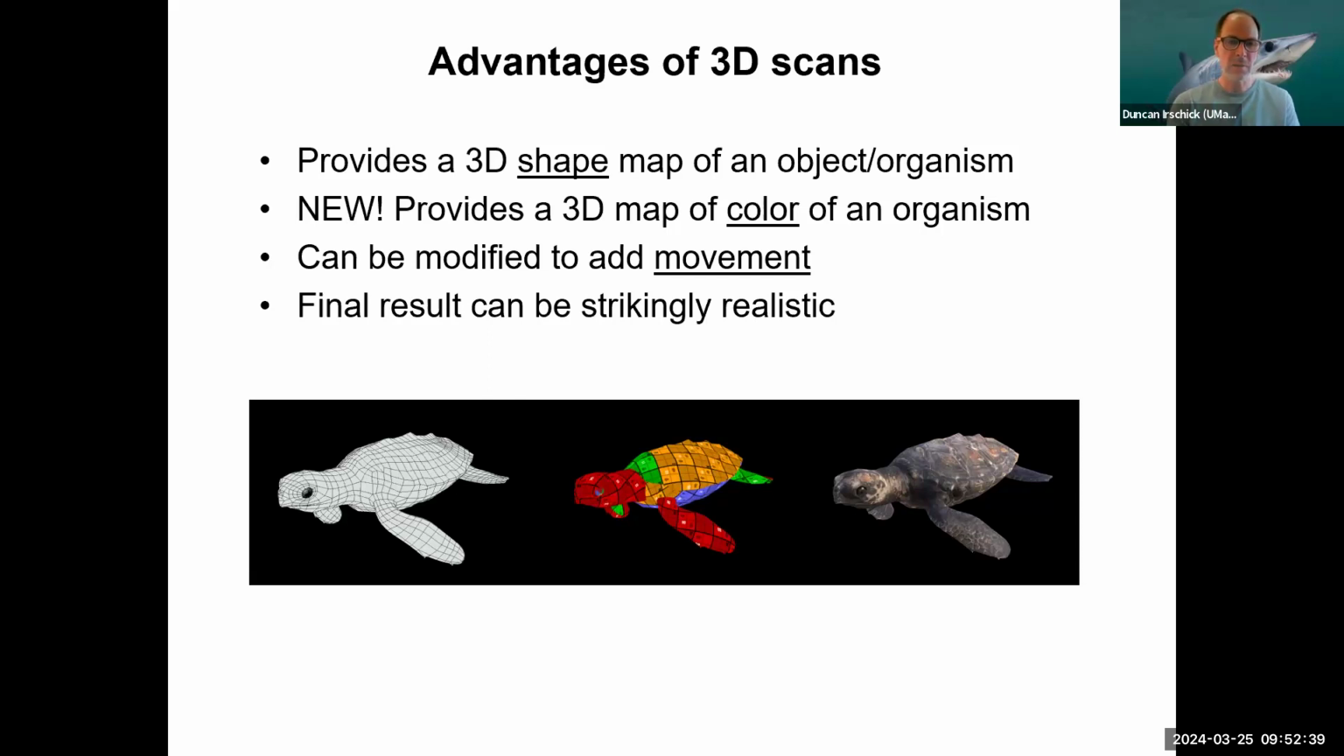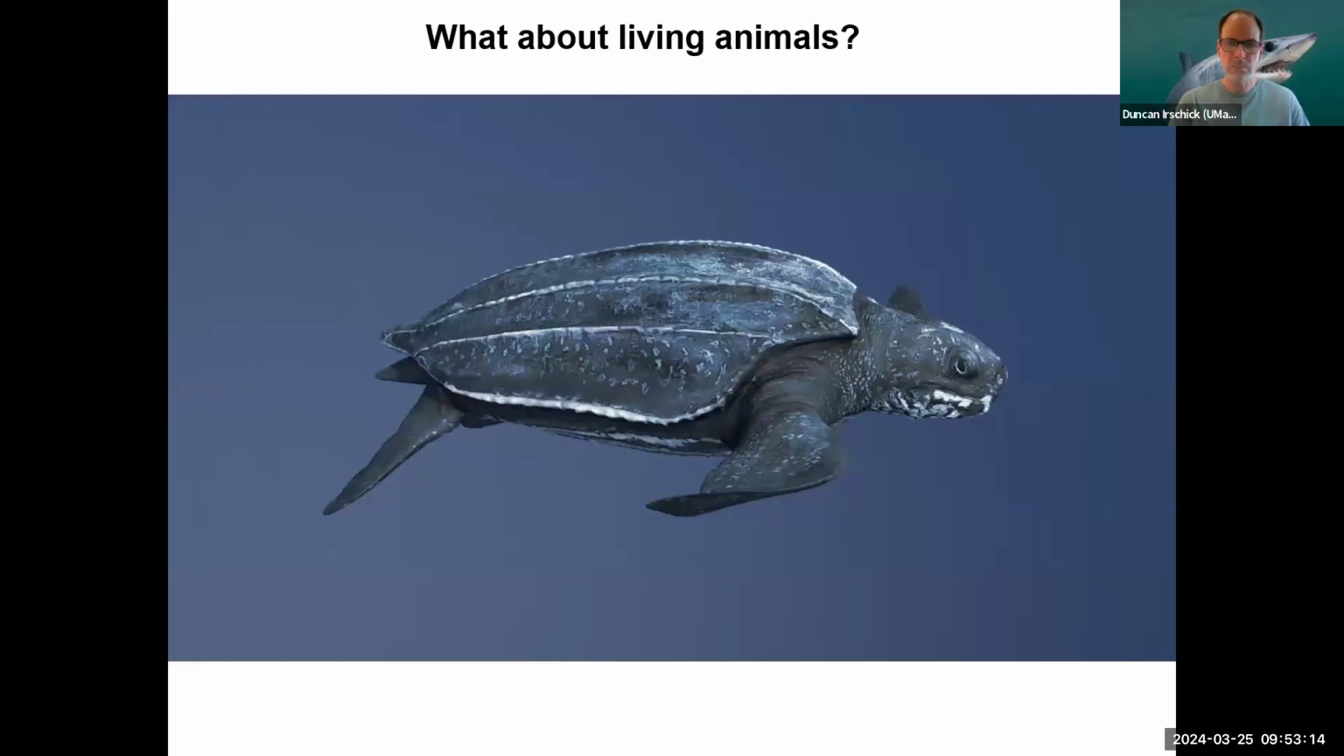I'm not going to be talking about it today, but I'm going to be talking later on in other talks about how we have some new work using 3D photogrammetry scans providing a 3D map of the color of an organism, and we can map that onto the shape. These can be modified to add movement and to study locomotion. Another focus in my lab I won't be talking about today is exciting for the future. And the final result can be strikingly realistic. And this is very important when we think about megafauna or animals that we examine in terms of demographics, because in demographics we're interested in studying particular animals and following them over time.